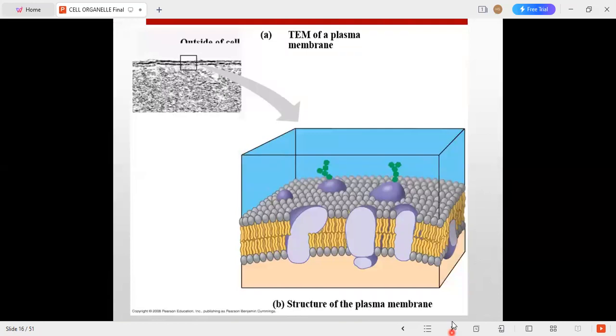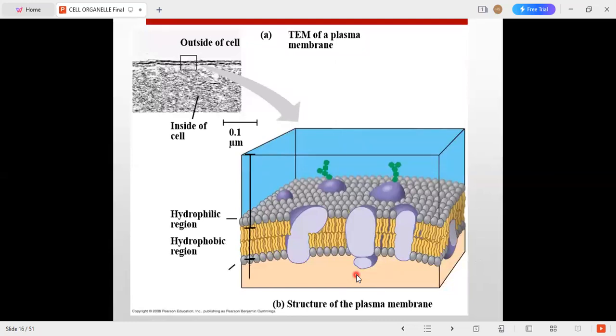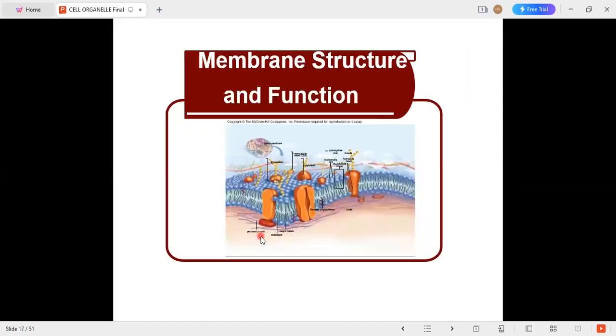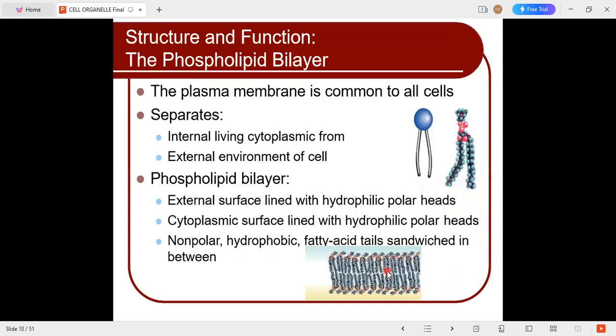So here you can see the structure of the plasma membrane, which is a lipid bilayer structure that contains hydrophilic heads and hydrophobic tails, which are embedded inside. This is the structure of the lipid bilayer. Here you can see so many intrinsic and extrinsic proteins, a lipid bilayer, and the cholesterol.